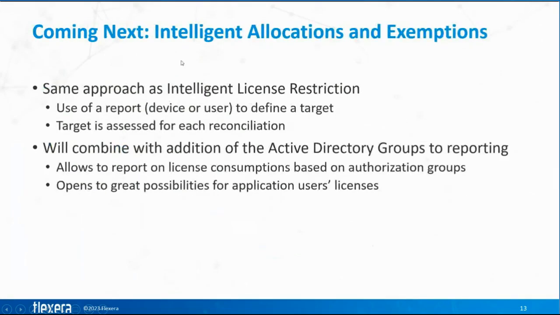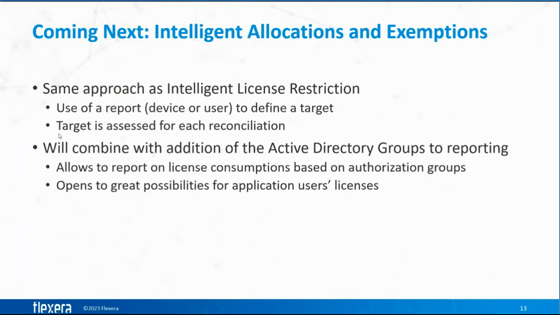Coming next, and that's my last slide, we will have the intelligent allocation and exemption. It should be coming by Q2 or Q3, so let's say by September this year, or even June if we're lucky. This is the same approach as intelligent license restriction, which means that you can define in a report, either a device report or a user report, a target. And this target will be, of course, assessed at each reconciliation. So it's a dynamic target that you created based on the advanced filter that you can put on a report.